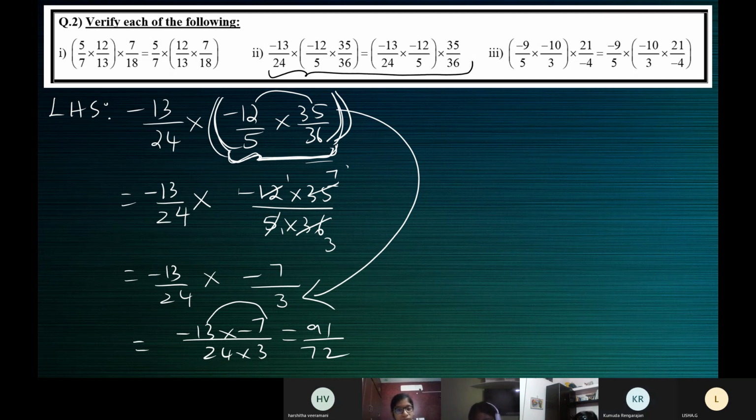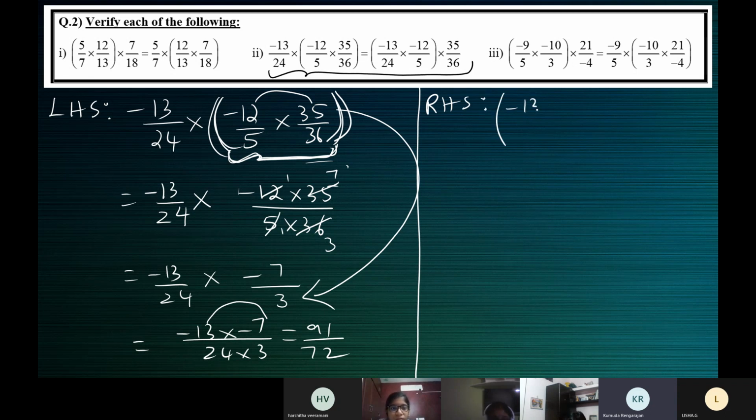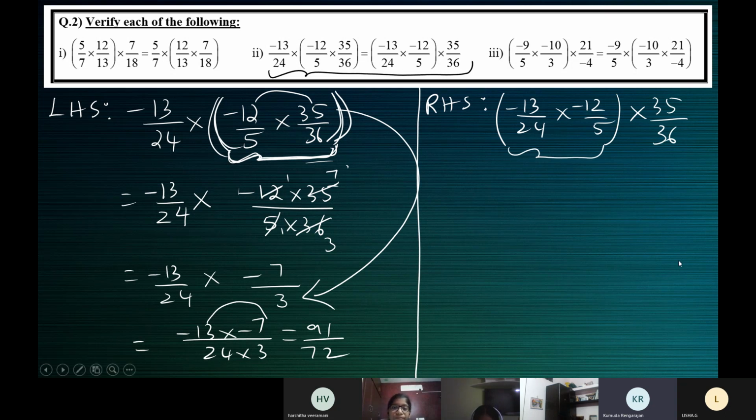All right. Yes, ma'am. All right, children. Now, what do we do with the RHS? Just do what the bracket says. Let me finish the RHS and then you can start writing. So what is in the RHS? Write the RHS as it is first. So minus 13 by 24 into minus 12 by 5. Write the RHS as it is. Then what to do first? This bracket must be simplified.